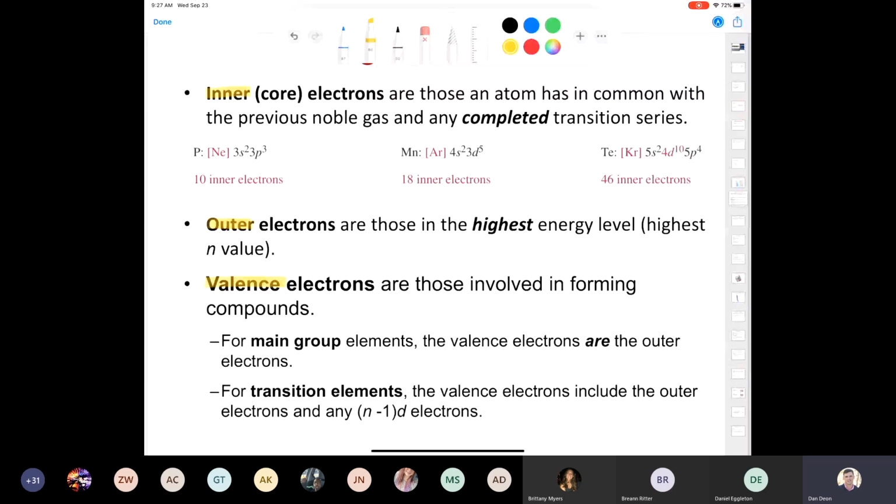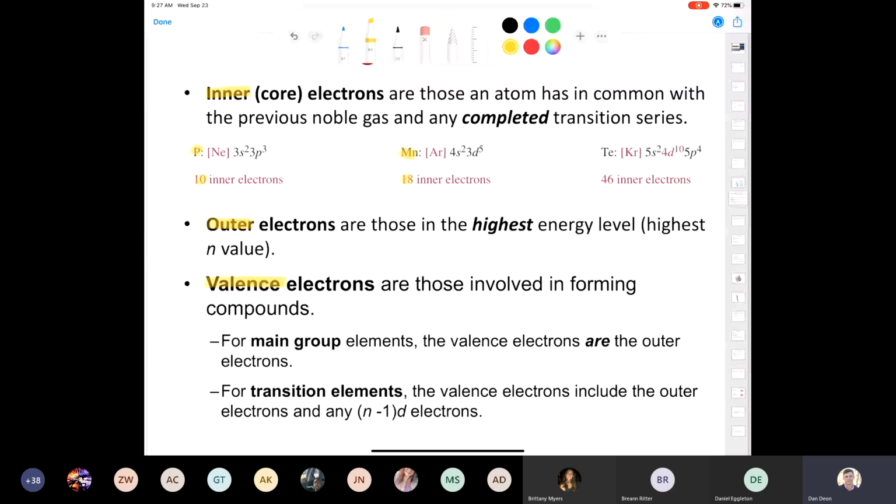So the first one is the inner or core electrons, those that an atom has in common with the previous noble gas and any completed transition series. If you look at the noble gas that precedes the element whose electron configuration you're looking at, say for example phosphorus, the noble gas that precedes phosphorus is neon, and neon is element number 10, so that means phosphorus has a total of 10 inner or core electrons. If we look at manganese, the noble gas that precedes manganese is argon, and argon is element number 18, and so manganese has a total of 18 inner electrons.